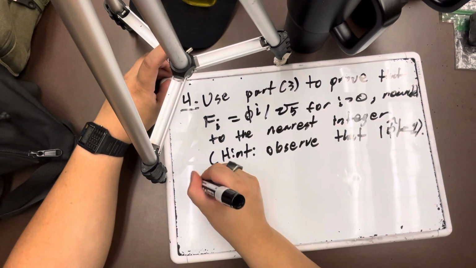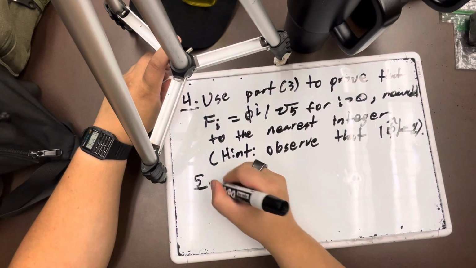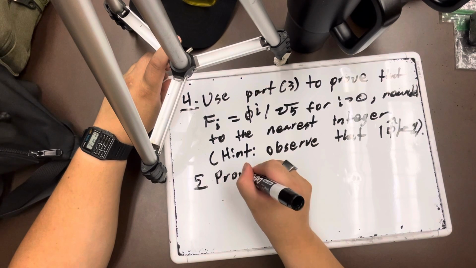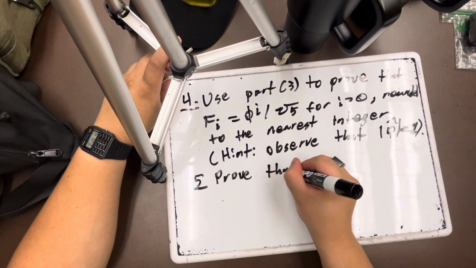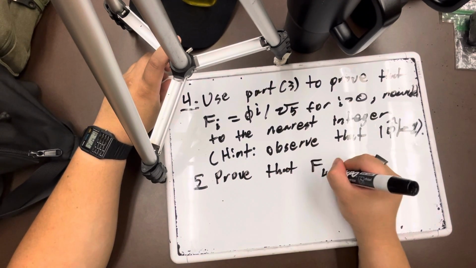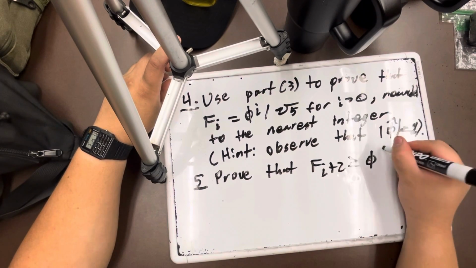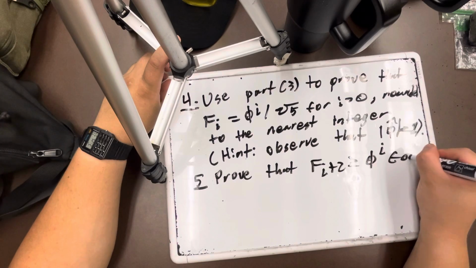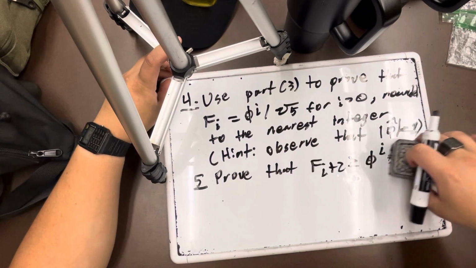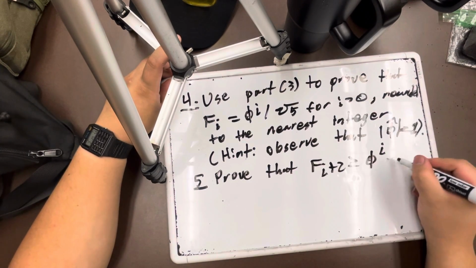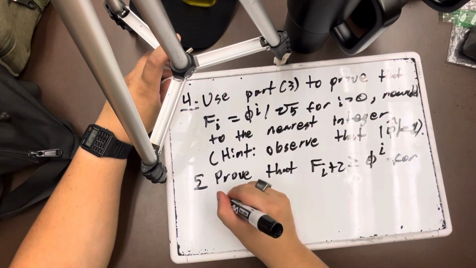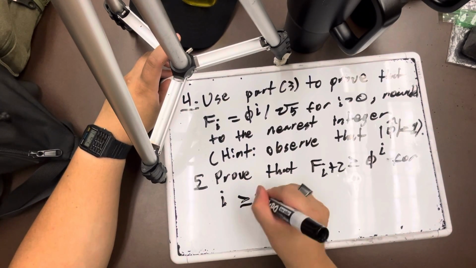And now for part 5, we have prove that f sub i plus 2 is greater than or equal to phi to the i for i greater than or equal to 0.